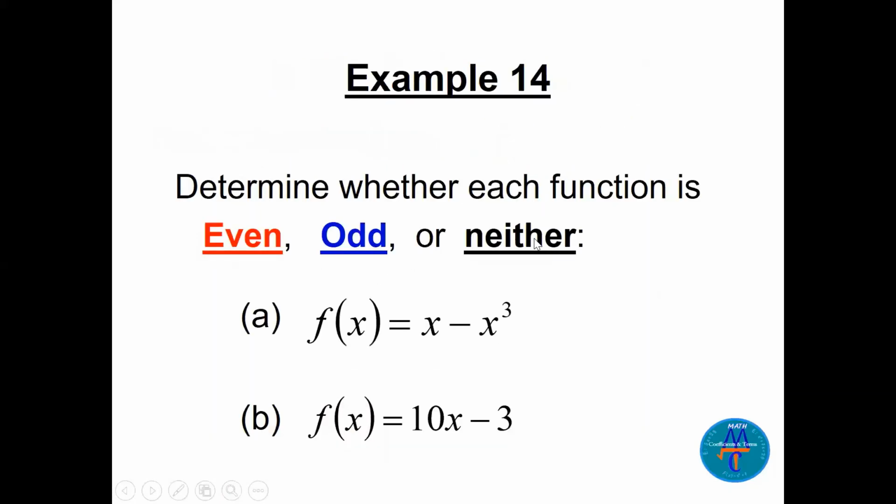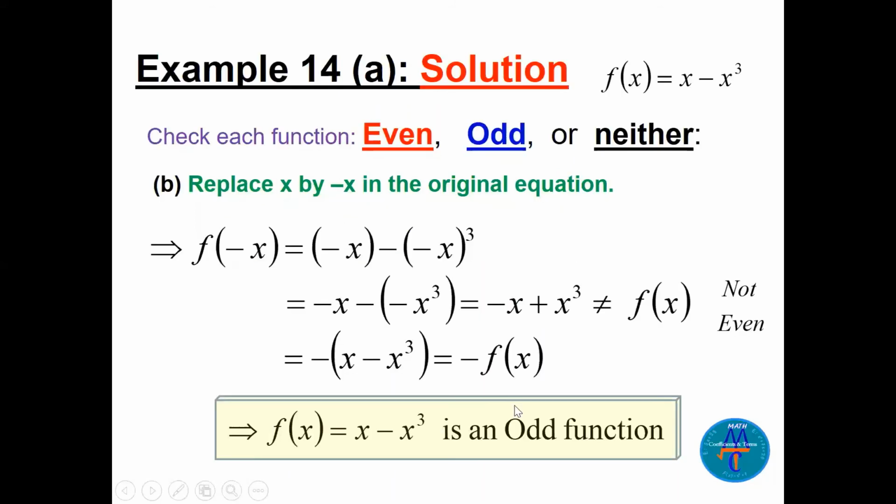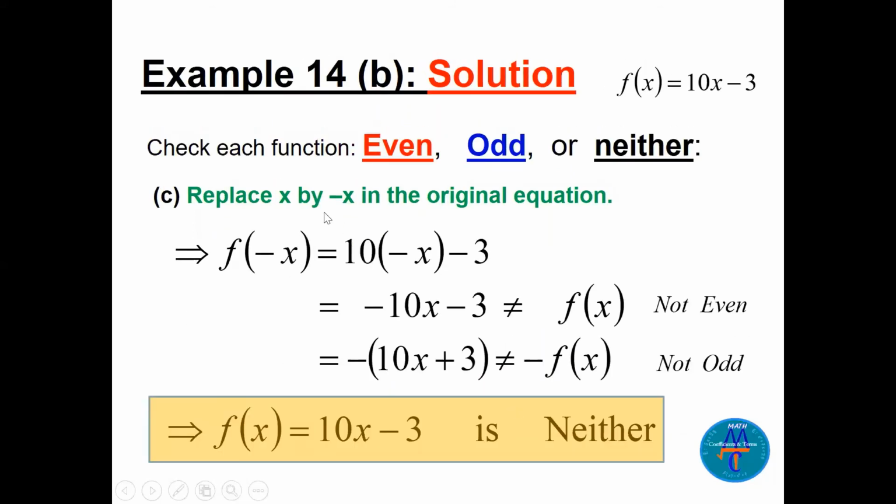Let's see the second one. 10x minus 3. I replace x by minus x. So 10 times minus x becomes minus 10x minus 3. This is not equal to f directly there. Not the same as f. Not even. Take a minus out. This is not minus f of x, not odd. Not even, not odd, the function is neither.